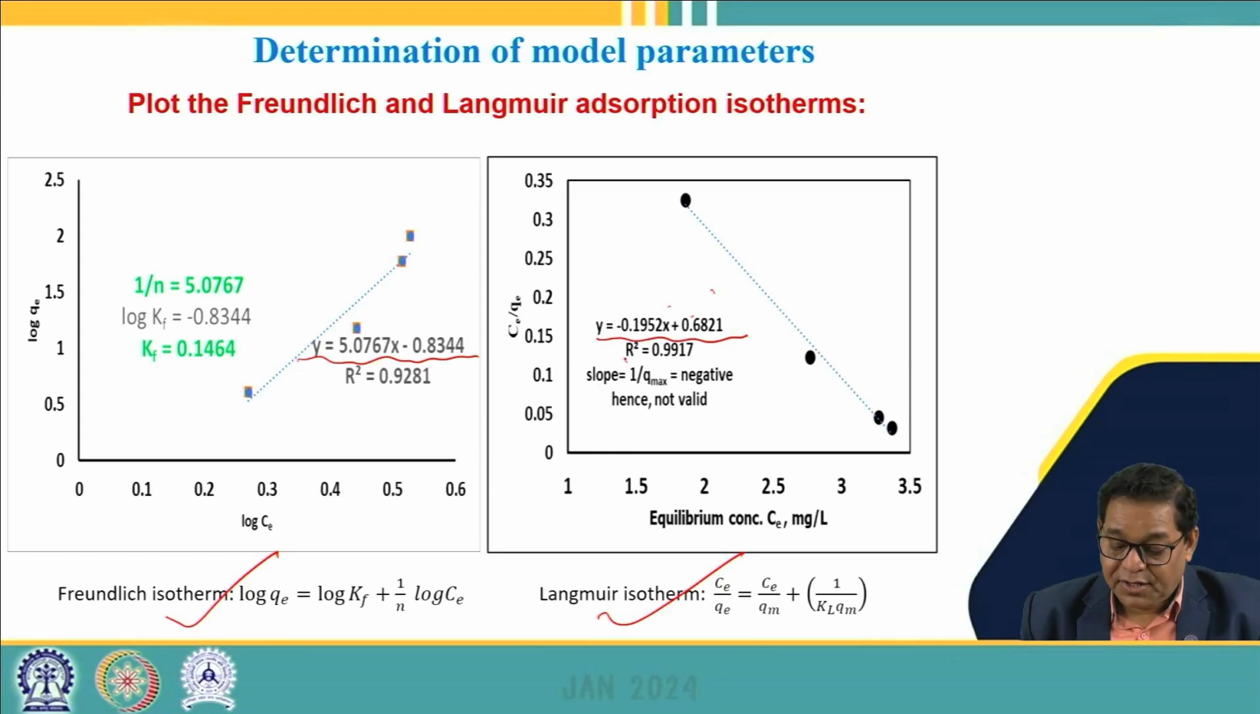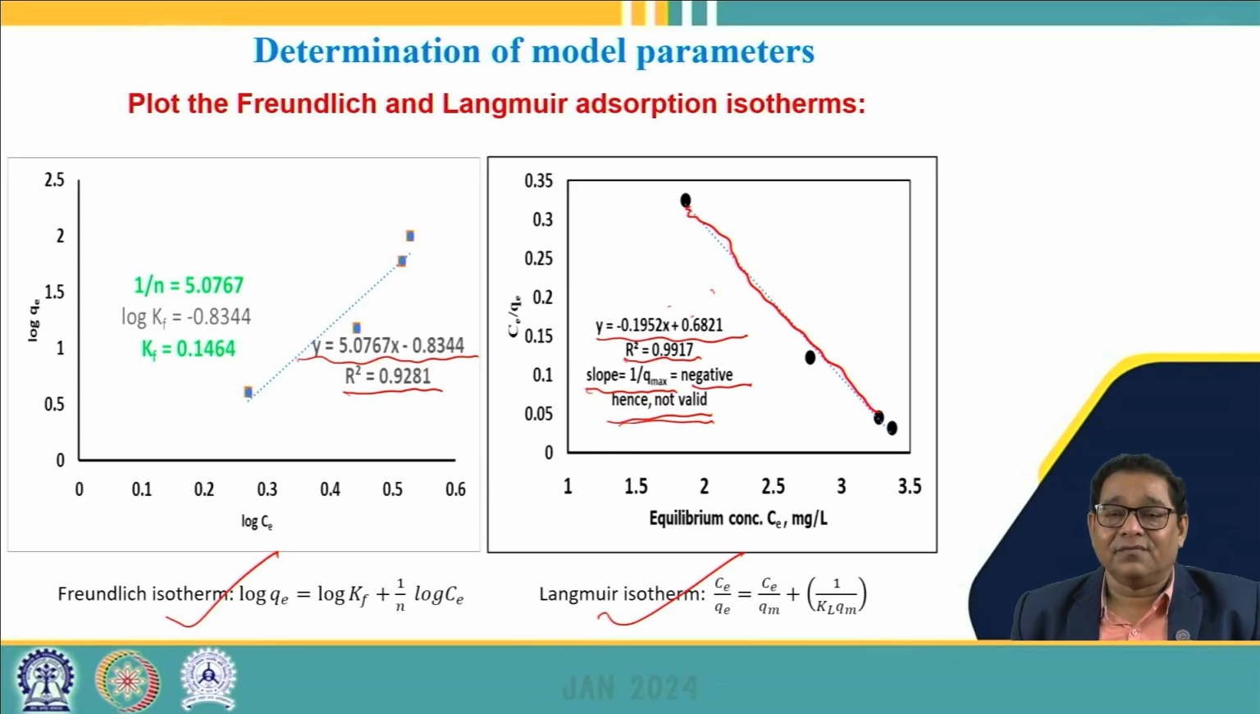So here if we compare the R square value of both of these two models, we see the R square value of this Langmuir model is much better than the R square value of the Freundlich equation. But here if we find out the slope, that is 1 by Q max, the value comes out negative, because the trend line is going downwards, so it does not meet the fundamental assumption of Langmuir isotherm, and this Q max value cannot be negative.